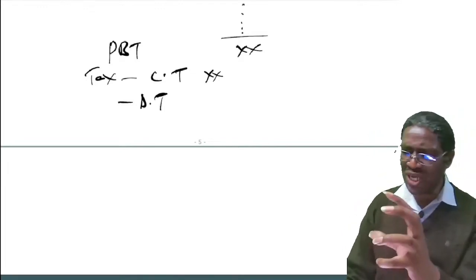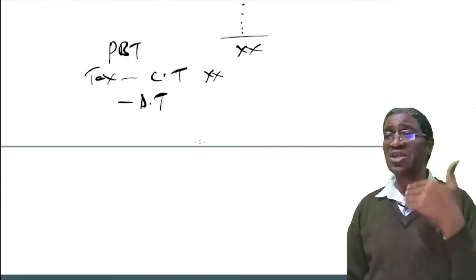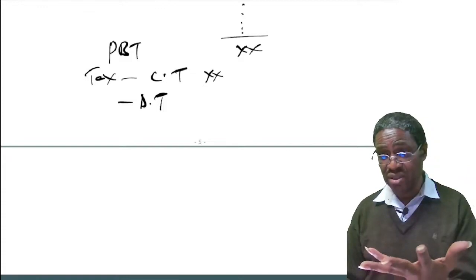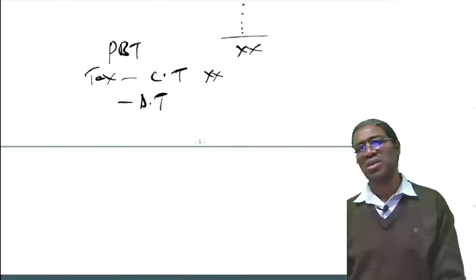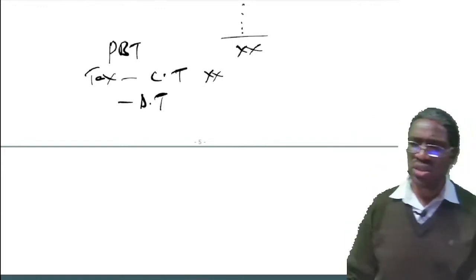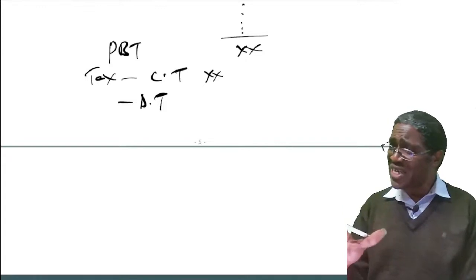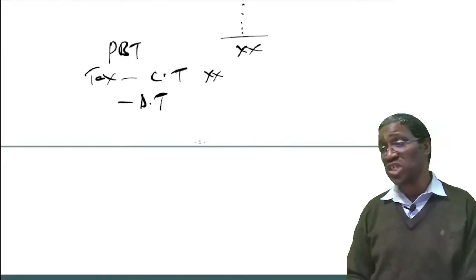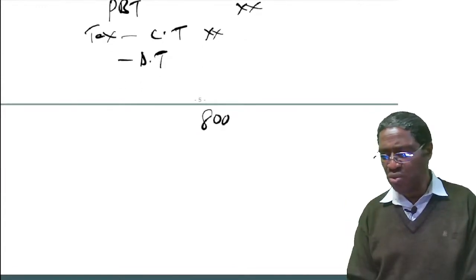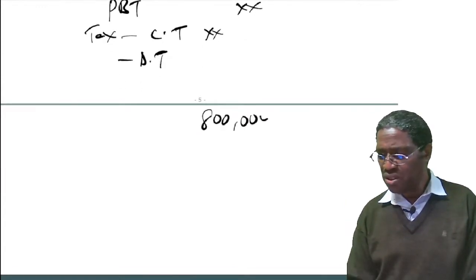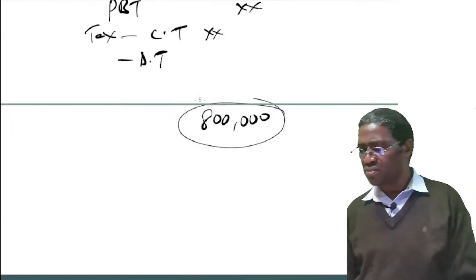Now, just to introduce a little, we are going to do the topic deferred tax as a topic of its own later. But just to introduce what it is, listen, when you as an accountant prepare your financial statements, you normally calculate your accounting profit. Let us assume you computed your accounting profit and you found it as 800,000. Okay?